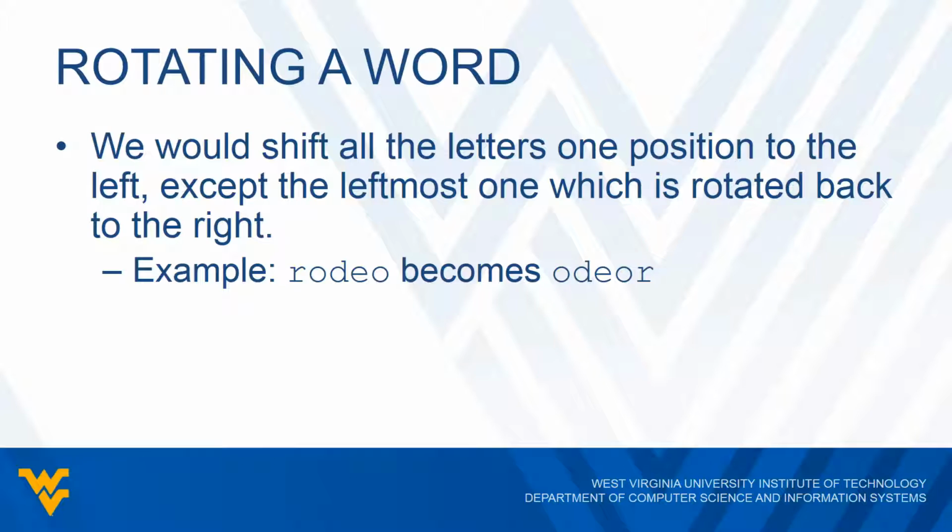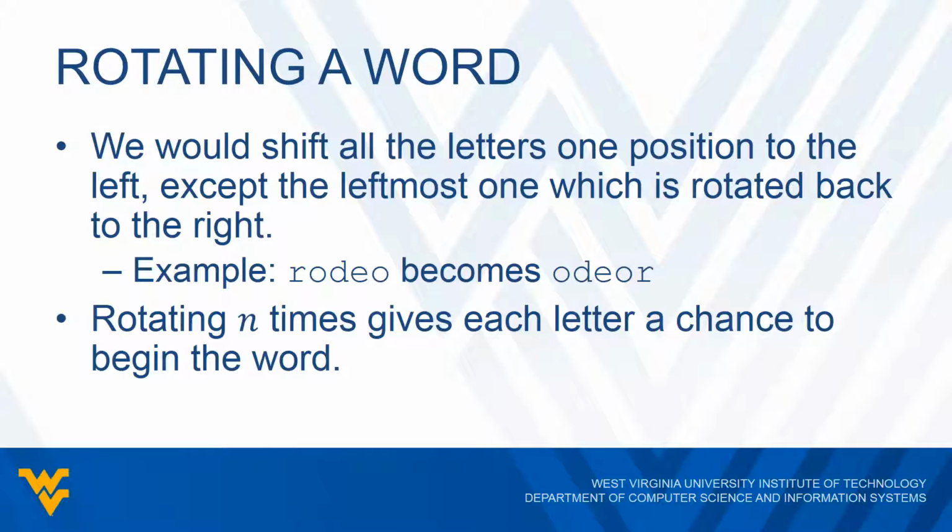So just to give an example here, if we had the word rodeo and we wanted to rotate it, we would move the R to the far right place and shift everything down one. So rodeo would become odeor, I guess. I guess that's how you would pronounce that. But we can just simply do this to rotate the words. And what we find here is if we rotate n times, it gives each letter a chance to begin the word. So every single letter in our word here would end up being the starting letter for every single possible combination.